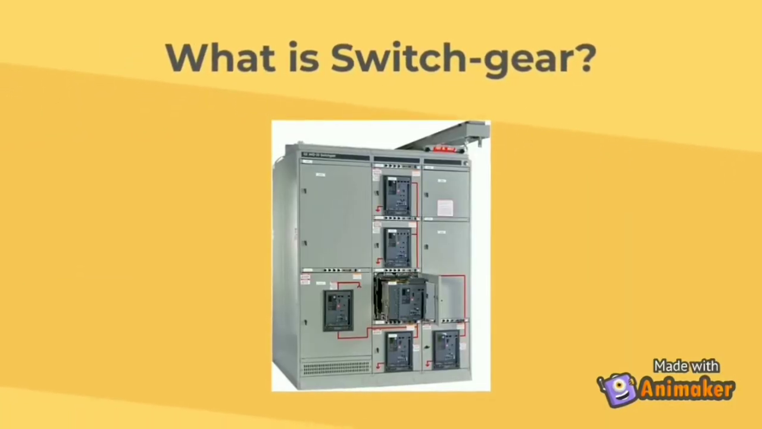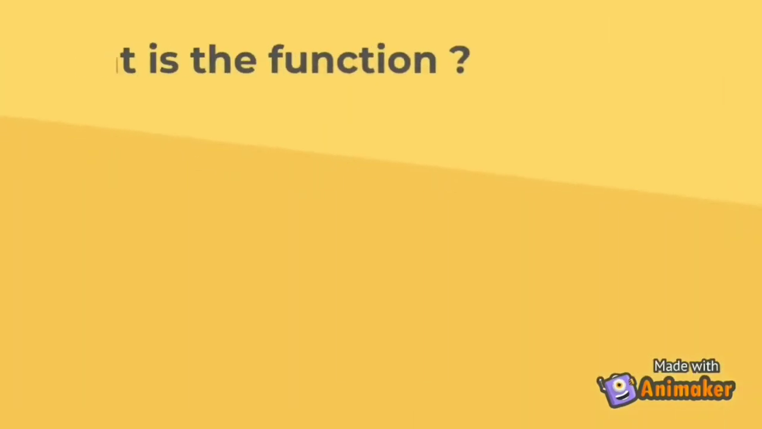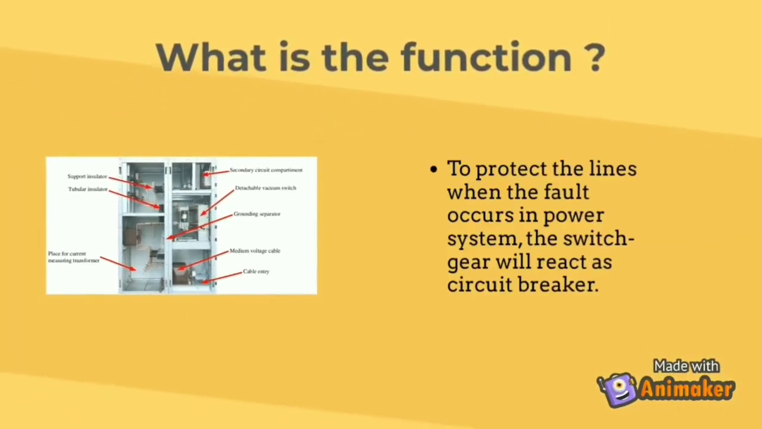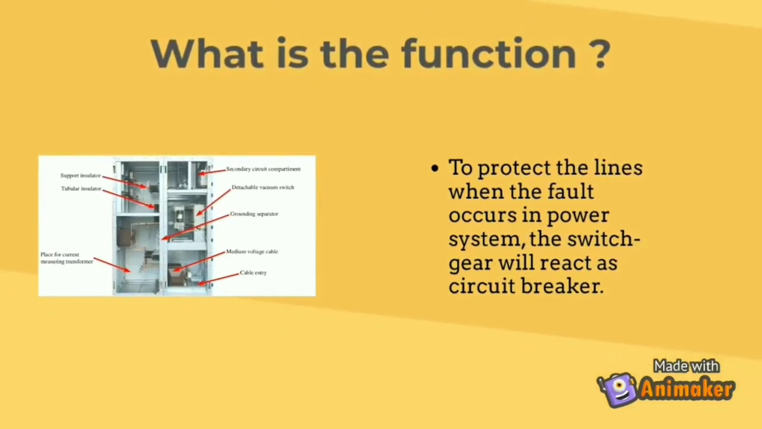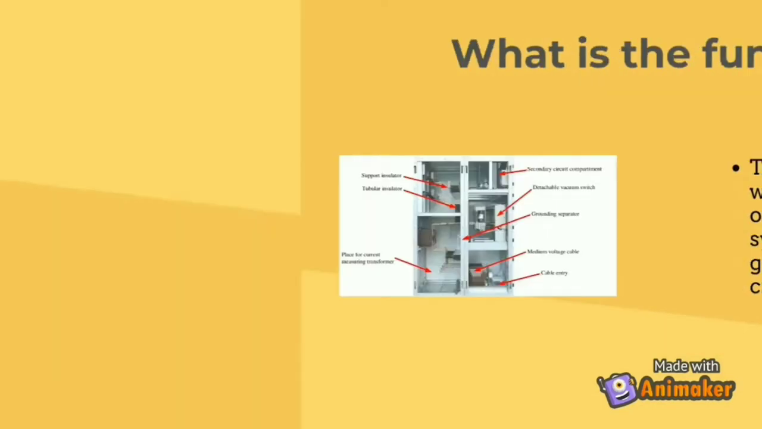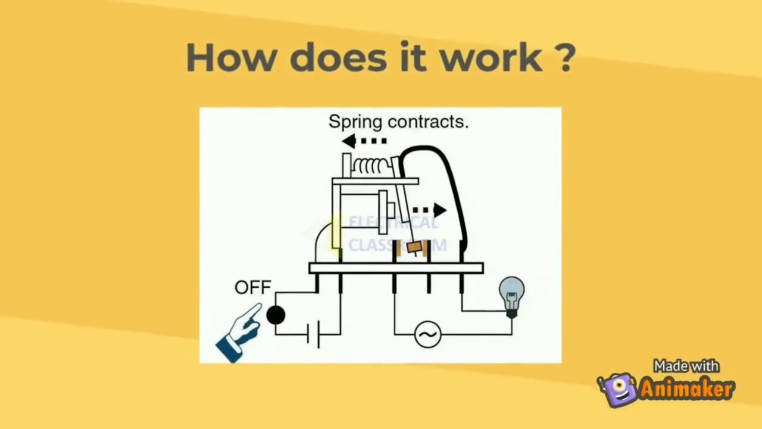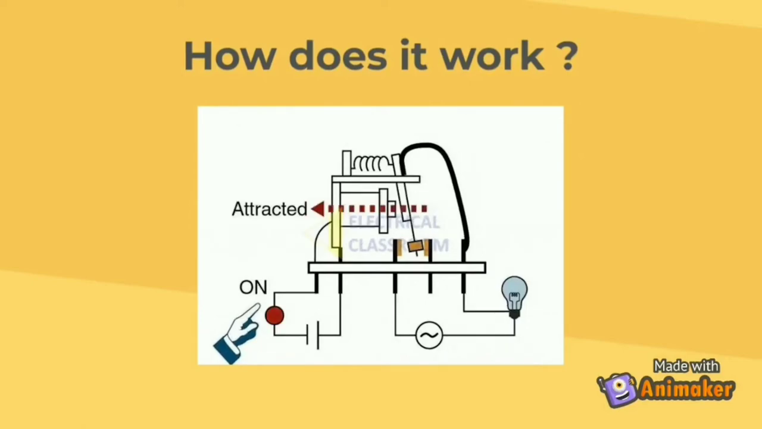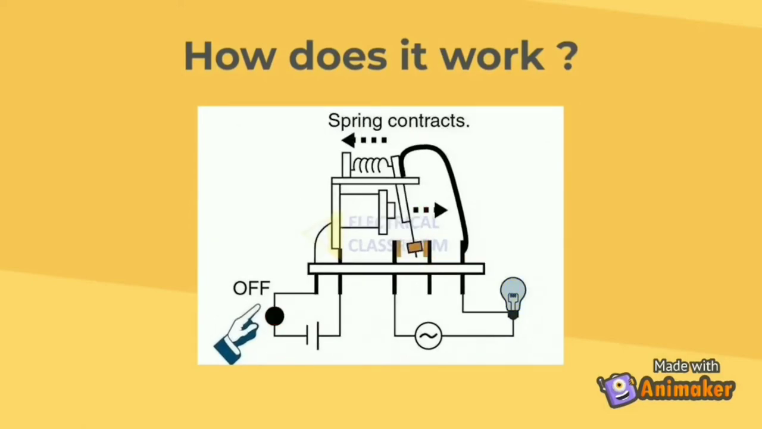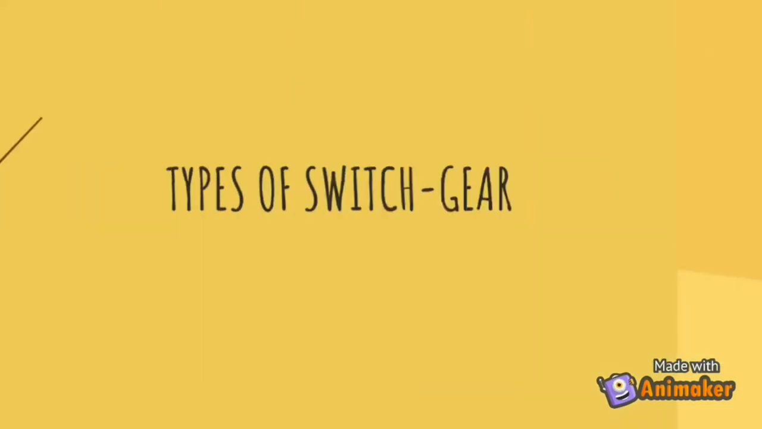Switchgear is used to control, regulate, and switch on or off the electrical power system. It is to protect the lines when a fault occurs in the power system. The switchgear will react as the circuit breaker since heavy current flows through the broken equipment. The switchgear will act whenever there is a fault. The switchgear closes the faulty circuit and disconnects the disrupted line, to ensure that the appliances do not get damaged and there is an uninterrupted supply of power.